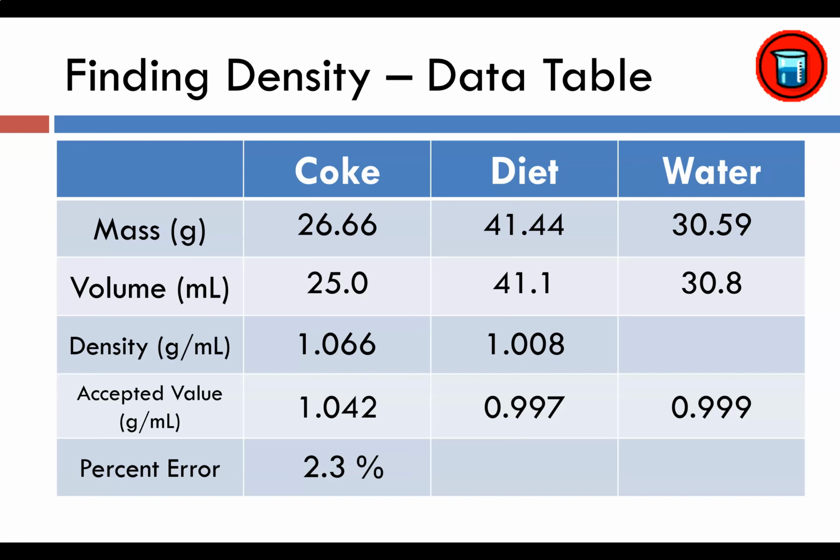Came up with 1.008 grams per milliliter. Again, a little bit on the high side. Small percent error, 1.1%. And finally, we've got water, mass divided by volume, 0.993. So just a little bit lower than the accepted value. So in this case, my percent error will be negative.